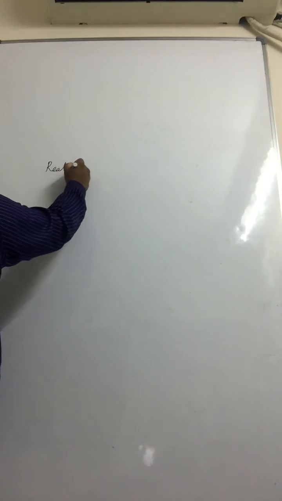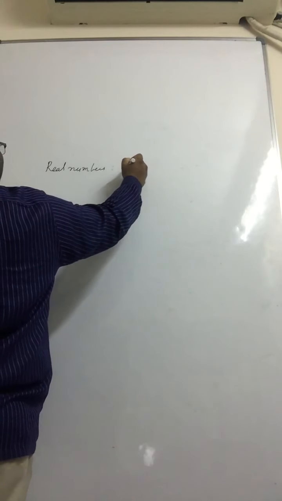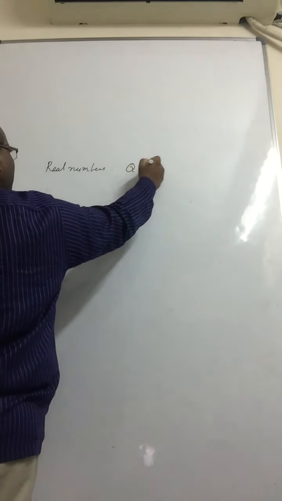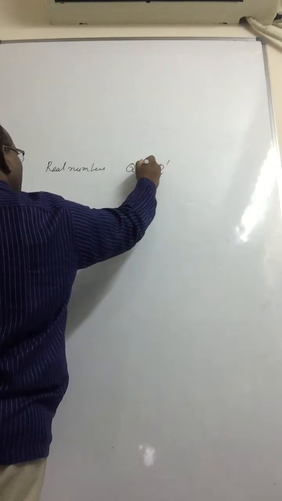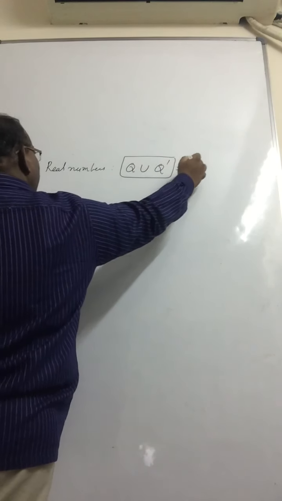Next, real numbers. Real numbers means if you consider rationals as well as irrationals, if you combine these two, that particular set is nothing but real numbers.